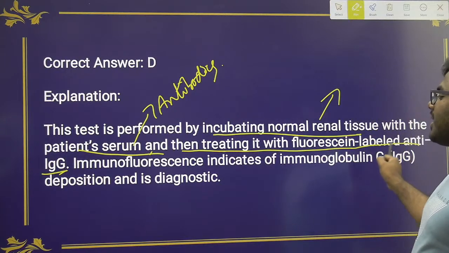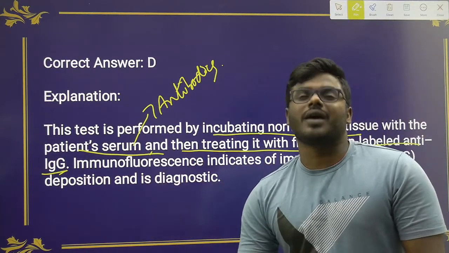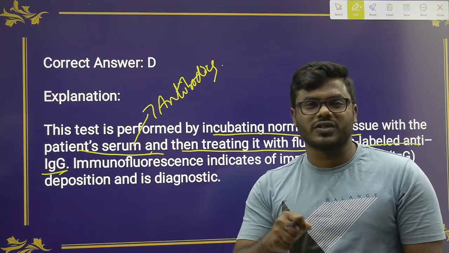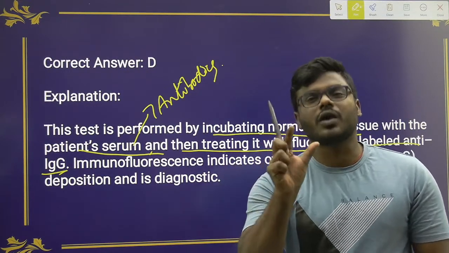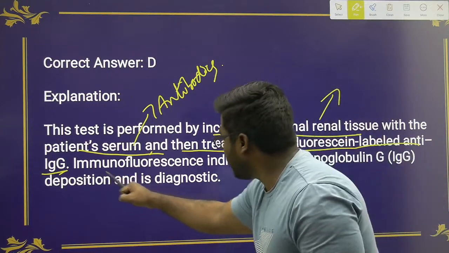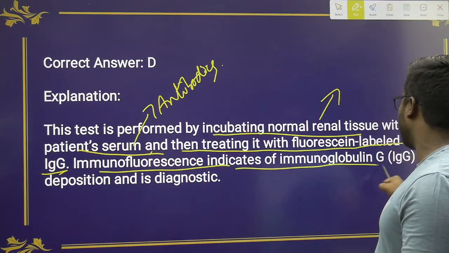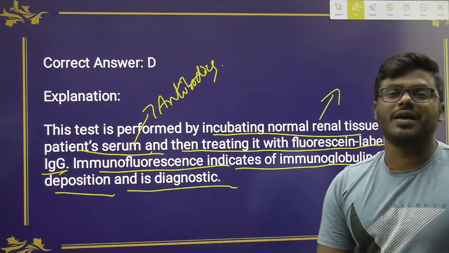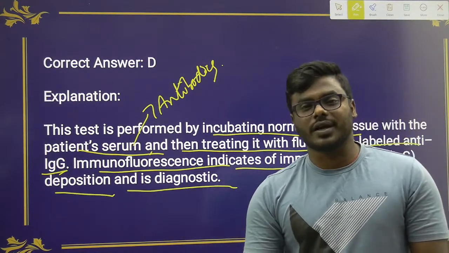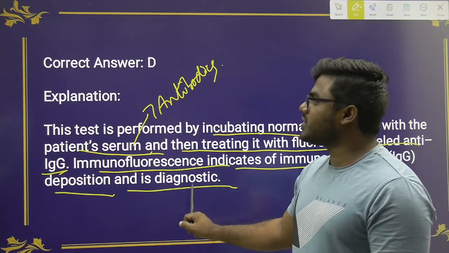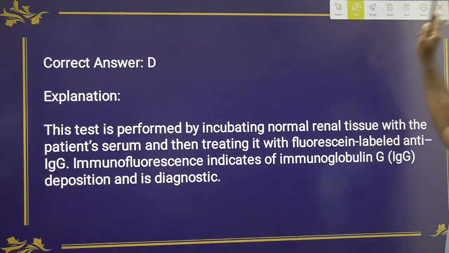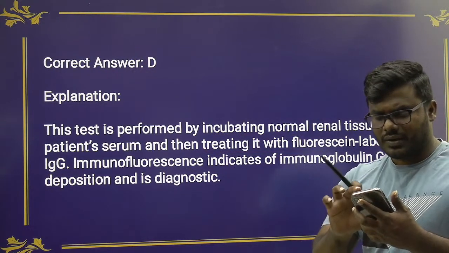Then what is happening? Based on the color, we know which antibody is associated, and the color also gives the quantity. So immunofluorescence indicates immunoglobulin G deposition, and it is an important diagnostic tool, right? So please remember, the correct answer is D. Simple and direct question, about the technique.